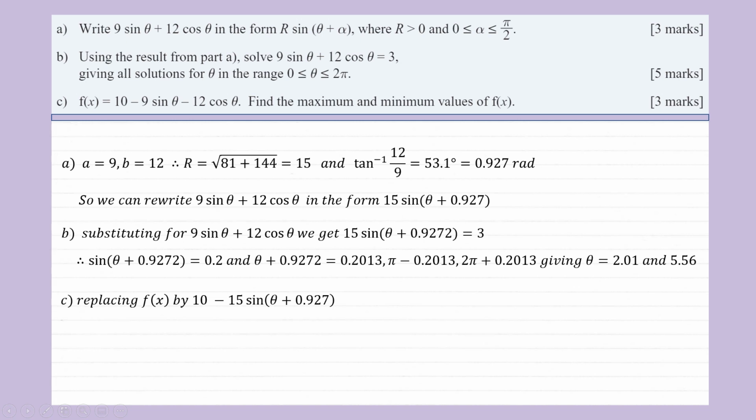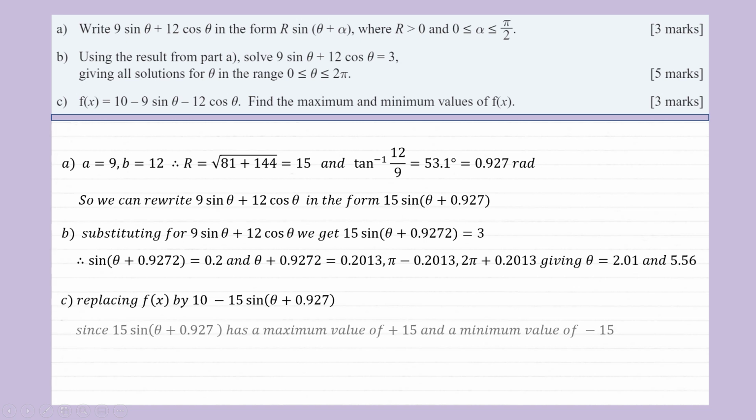Now you can see it's best to look at this function in 2 bits. The bit on the right is a sine function whose maximum value is 15, and on the left hand side we've got just the number 10. So in order to find the maximum and minimum values of this function, the only thing that's going to affect them is the 15 sine theta plus 0.927.